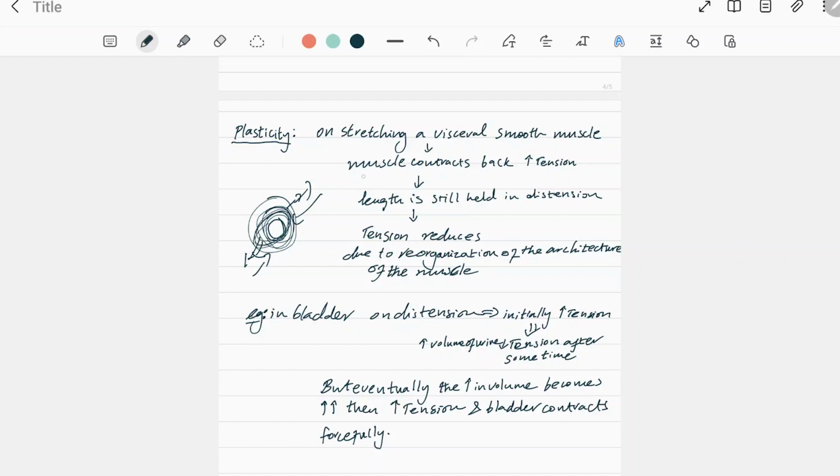So the muscle in the beginning stages would contract back and increase the tension. But if for some reason you are able to maintain that stretch for a long time, the new diameter of the viscera, held in this tension for a longer time, the tension levels will reduce eventually due to reorganization of the architecture of the muscle. So the muscles get reorganized in a way that it will say, no, I think this is the new normal length we should be at. So there is no resting length or optimal length for a smooth muscle.